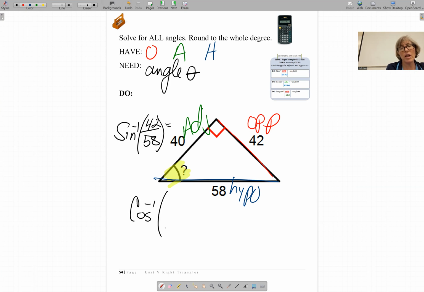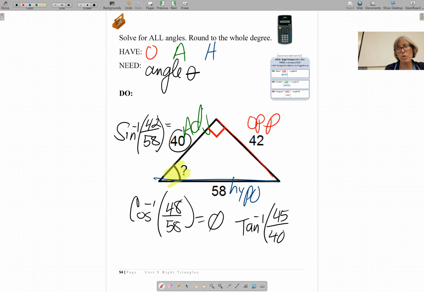Inverse cosine, adjacent, which would be 40 over 58, gives you angle theta. Or inverse tan, opposite 42 over adjacent 40. Any one of those three will get you that answer. You choose one.